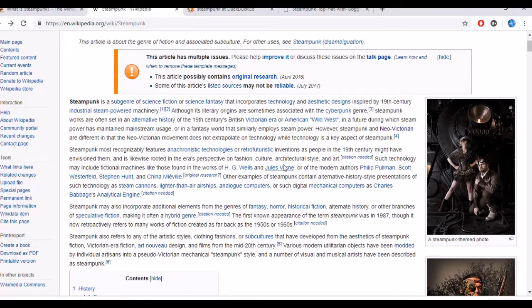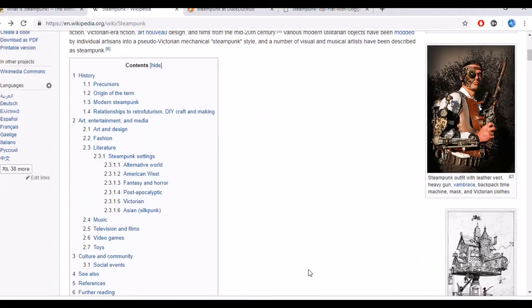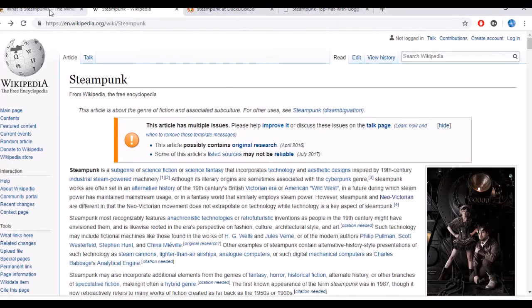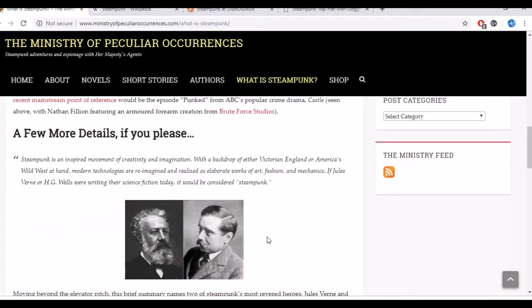So these guys here, H.G. Wells, Jules Verne, etc., are insiders themselves. So other examples of steampunk contain alternative history style presentations of such technology as steam cannons, lighter than air airships, analog computers, or digital mechanical computers such as Charles Babbage's analytical engine. So it's looking at technology that is powered with steam. Yeah. And this pretty much gives you the same explanation.